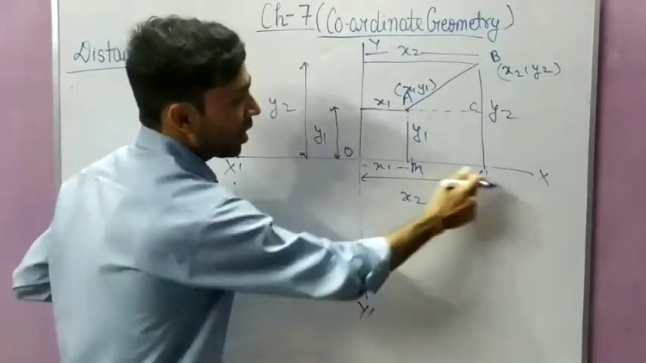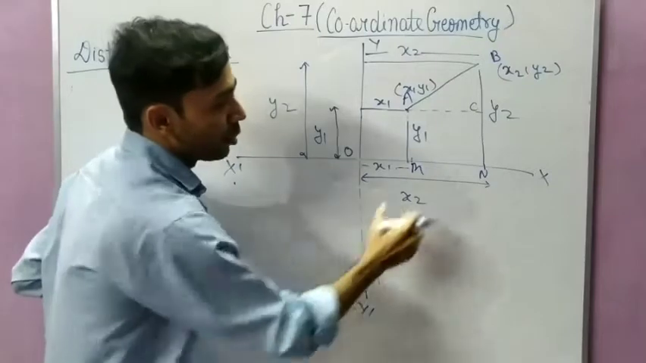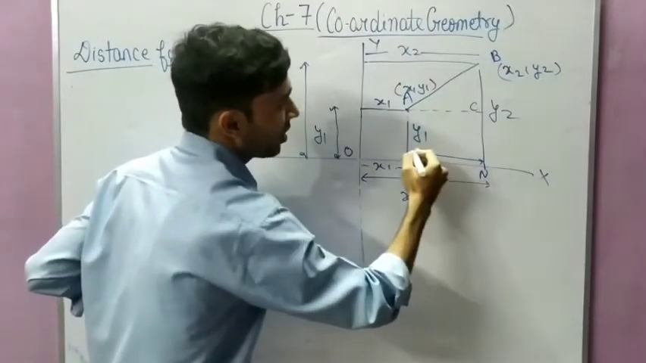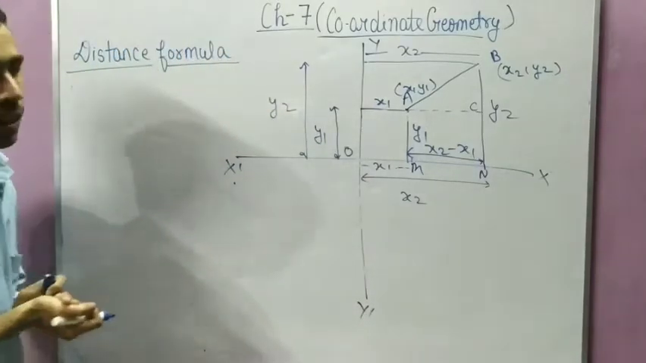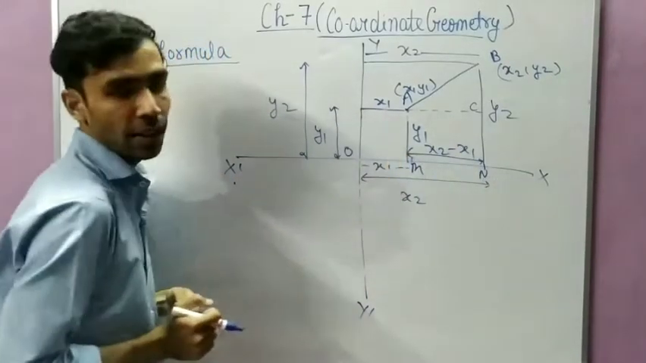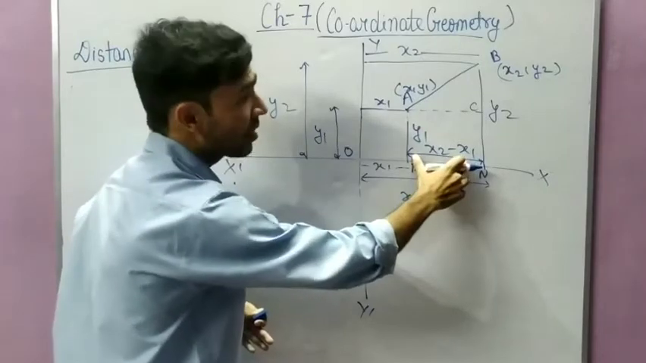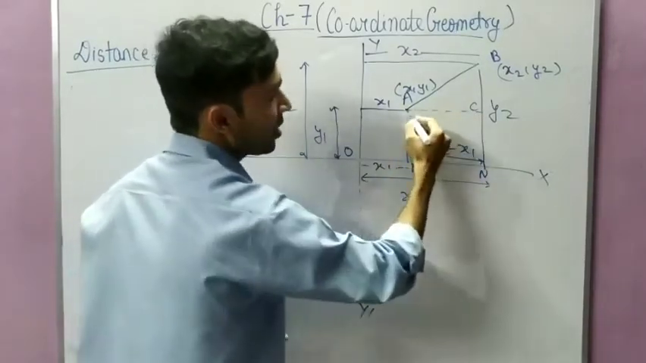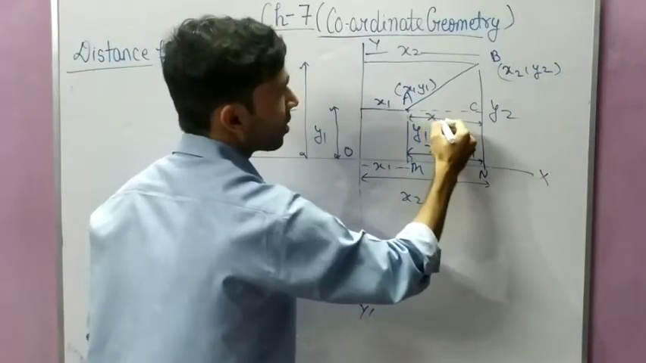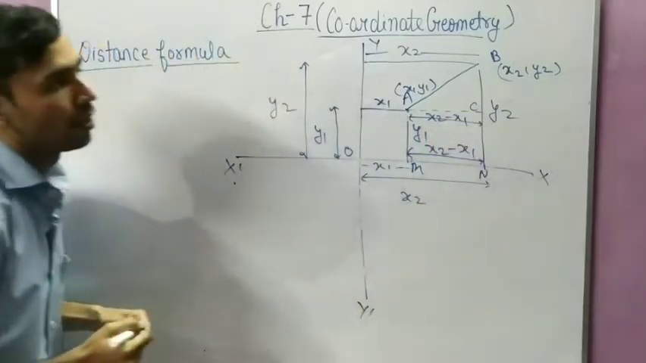Same as if it is x2 from here to here, suppose it is M, it is N, and it is O. So ON is x2 and OM is x1. So this distance will be what, student? This distance will be x2 minus x1. And if this distance is x2 minus x1, this will be parallel to this, and this is forming a rectangle. So this distance will also be x2 minus x1.